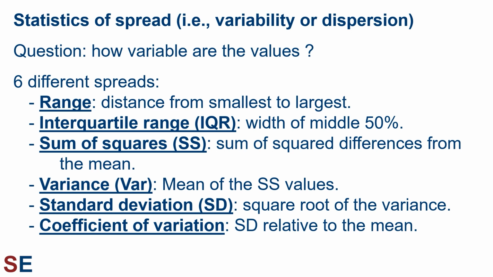Now for statistics of spread, also called variability or dispersion, we're asking the question, how variable are the values? So we'll look at 6 different spreads. The first is the range, which is just the distance from the smallest to the largest. Second is the interquartile range, which is the width of the middle 50% of the values. And then we'll look at 4 values that are all based on the sum of squares, which is the sum of square differences from the mean. The variance is based on the sum of squares, and you can think of it as the mean of the sum of squares values. The standard deviation is going to be the square root of the variance, and the coefficient of variation is the standard deviation relative to that mean.